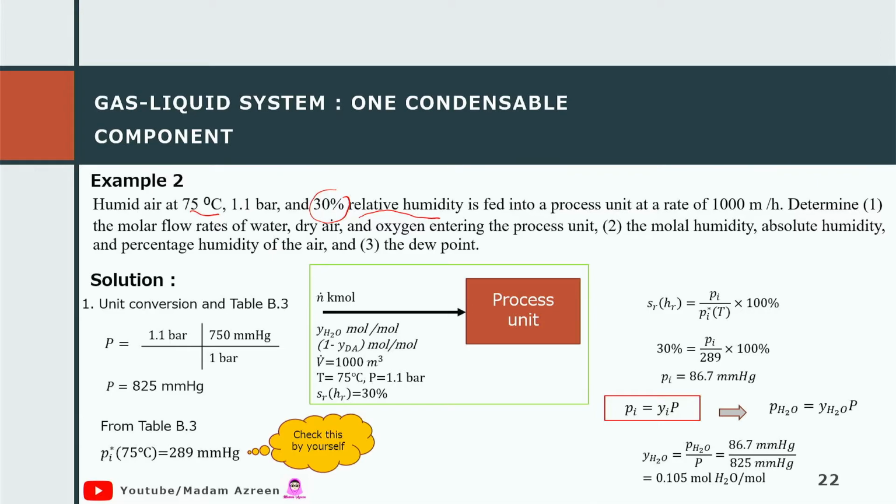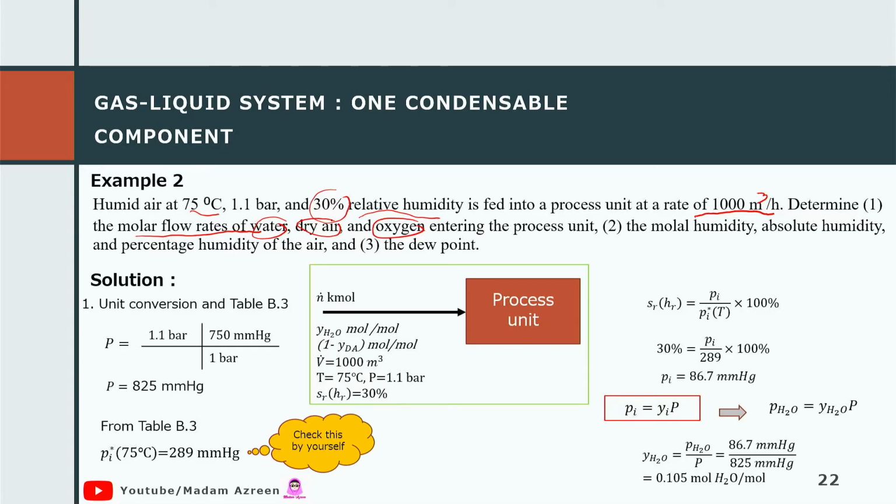Okay, and fed into a process unit pada rate 100. It should be meter cube kat sini, tertinggal meter cube. Dia cerita pasal feed stream sahaja. So dia suruh kamu kira molar flow rate, which is the value of molar flow rate. Berapa molar flow rate of water, air dan oxygen yang masuk.